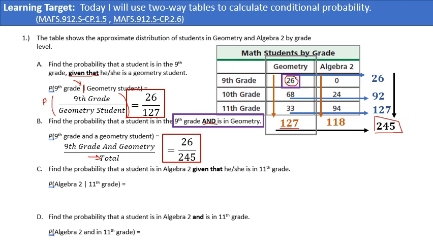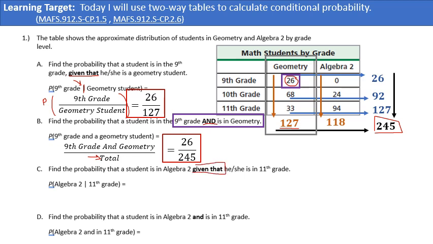They did this right next to each other so you could really see the difference between a conditional probability problem like A and a probability problem like we have done before, which is B. If they don't say anything, you take it out of the total. But if they tell you you're looking at a smaller subset, then that's going to change the denominator of your probability. And that's basically conditional probability. We have a couple more examples to show you. All right, look at C. Find the probability that a student is in Algebra 2 given that, red flag, he or she is in 11th grade.